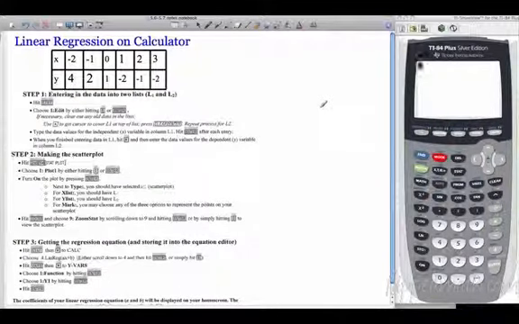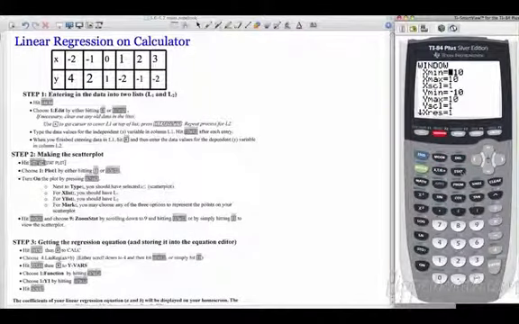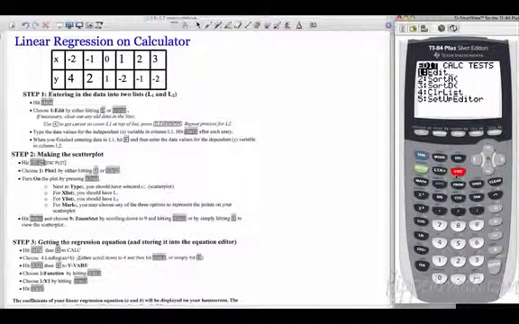Okay, here's the deal. On here, I have all the directions you need to be able to do this correctly on the calculator. And if you follow them like we do in a second, you'll be okay. All right, so hit stat. My stat button is right here. It says stat on it. I'm going to hit stat.